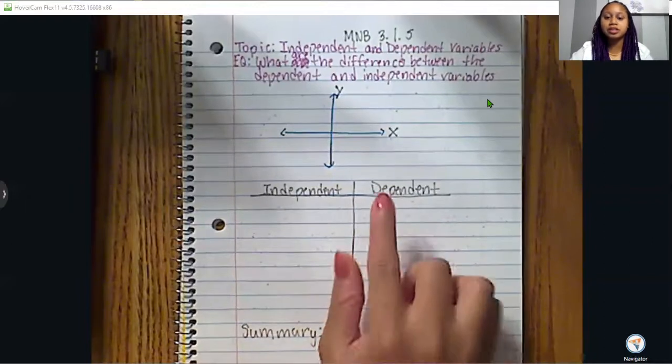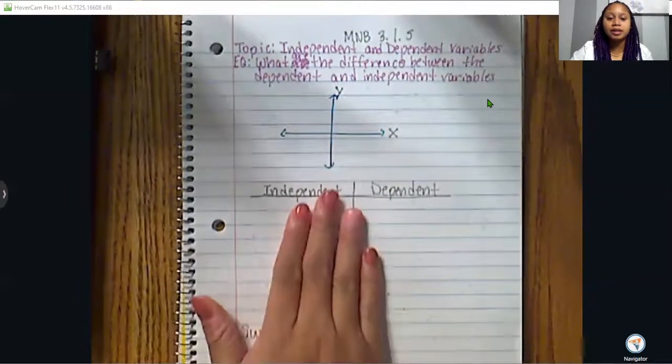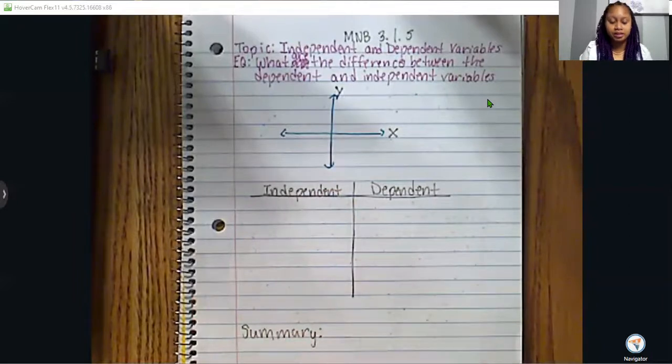So I want you to make a T-chart. We're going to have the independent information on the left side and the dependent information on the right. Now I'm actually going to color code. I'm going to have purple and blue. So all of my independent stuff will be in purple. All my dependent information will be in blue.